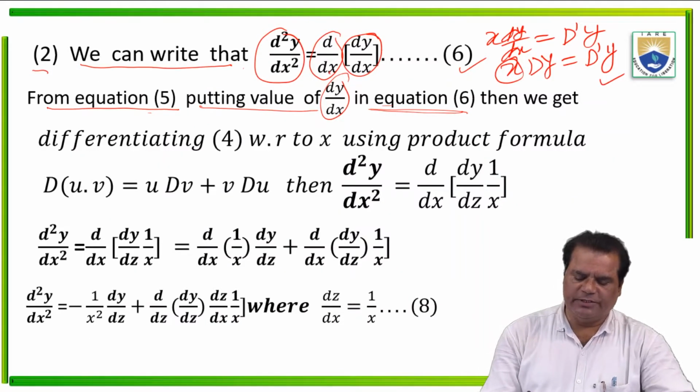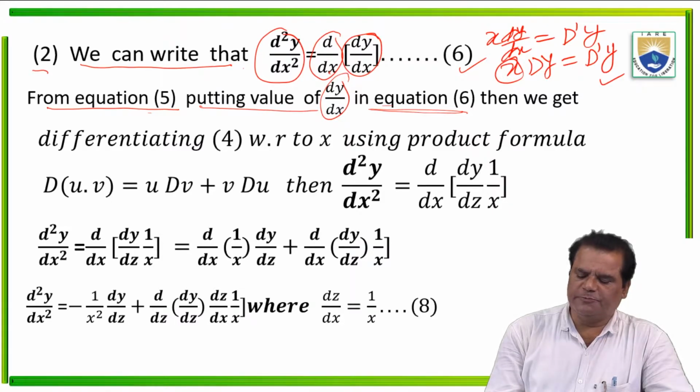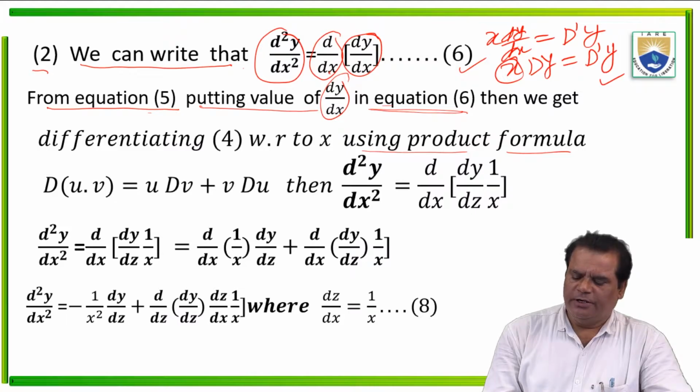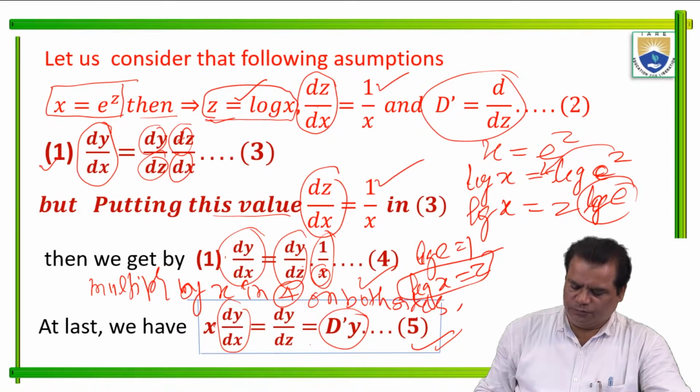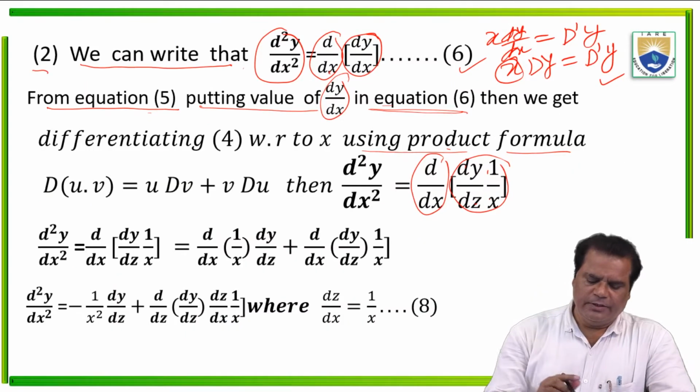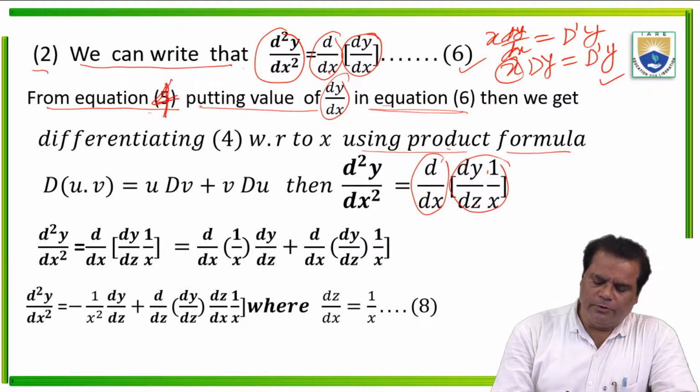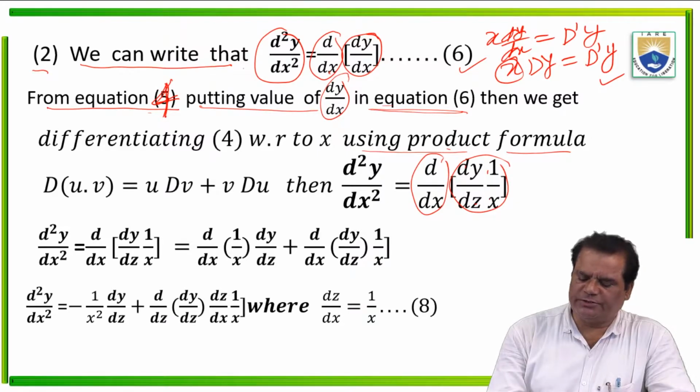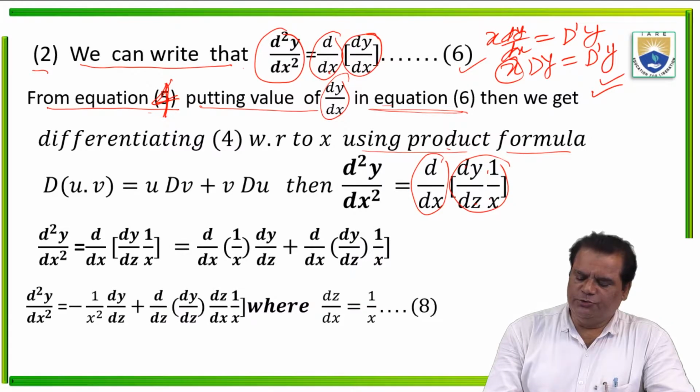So putting this in 6, we get, differentiating 4 with respect to x using the product formula. Here it is dy dz into 1 upon x, from equation 4. Putting the value of dy dx from equation 4 in equation 6, then differentiating with respect to x using the product formula.